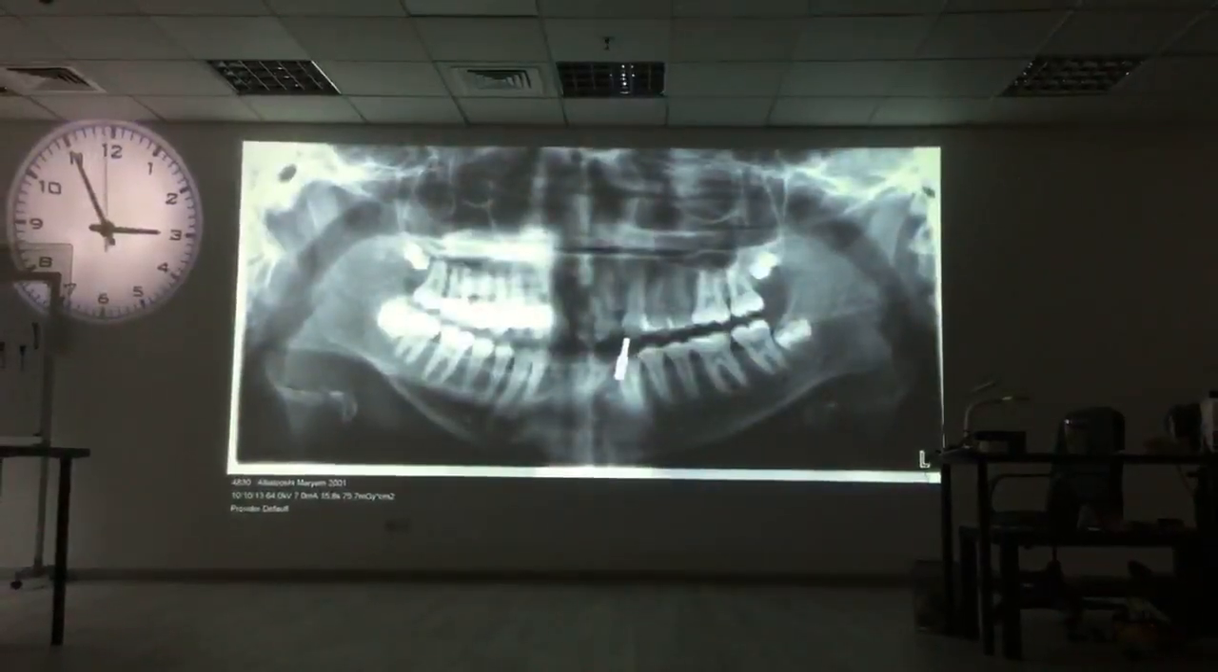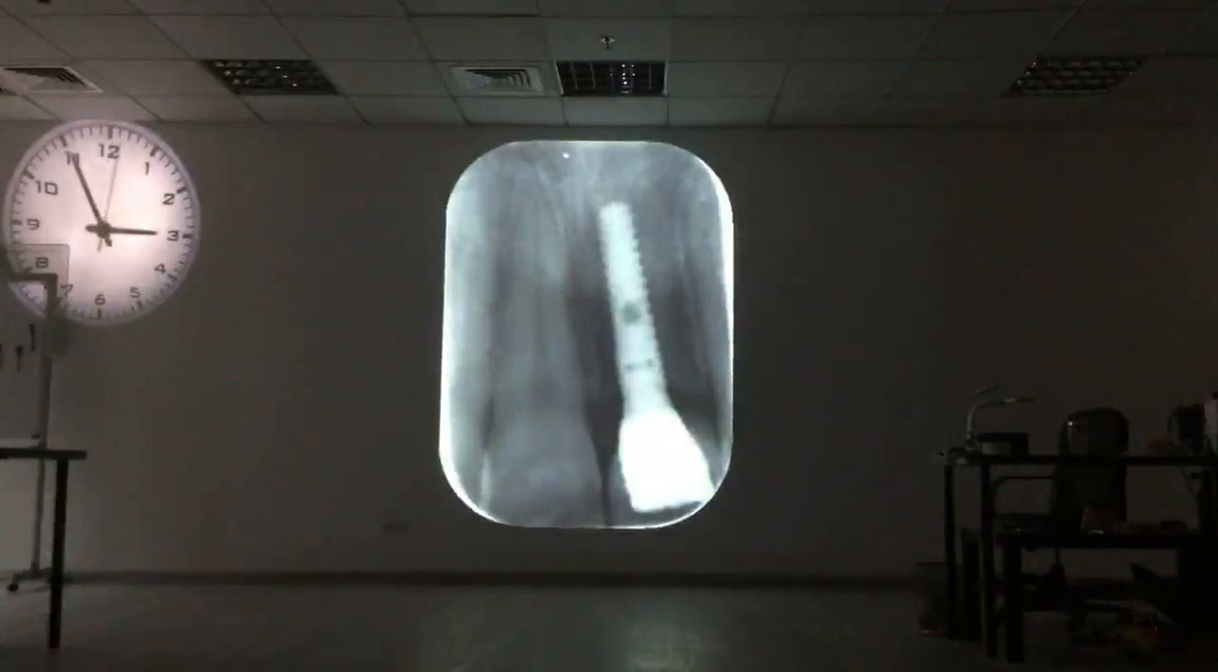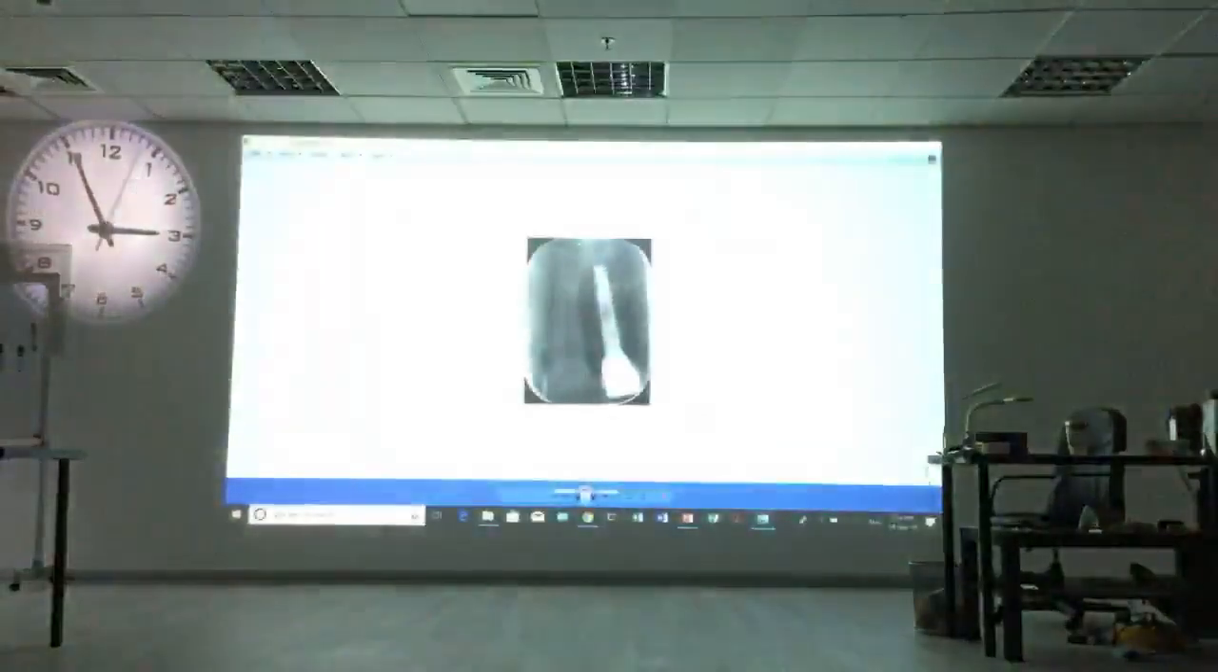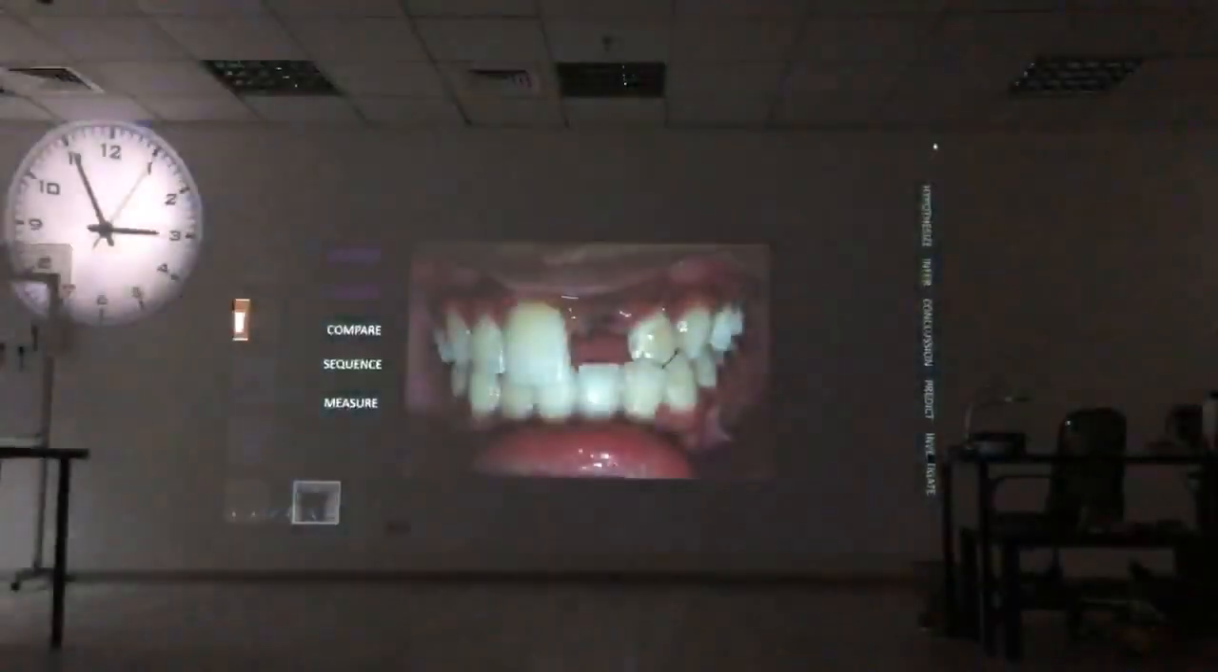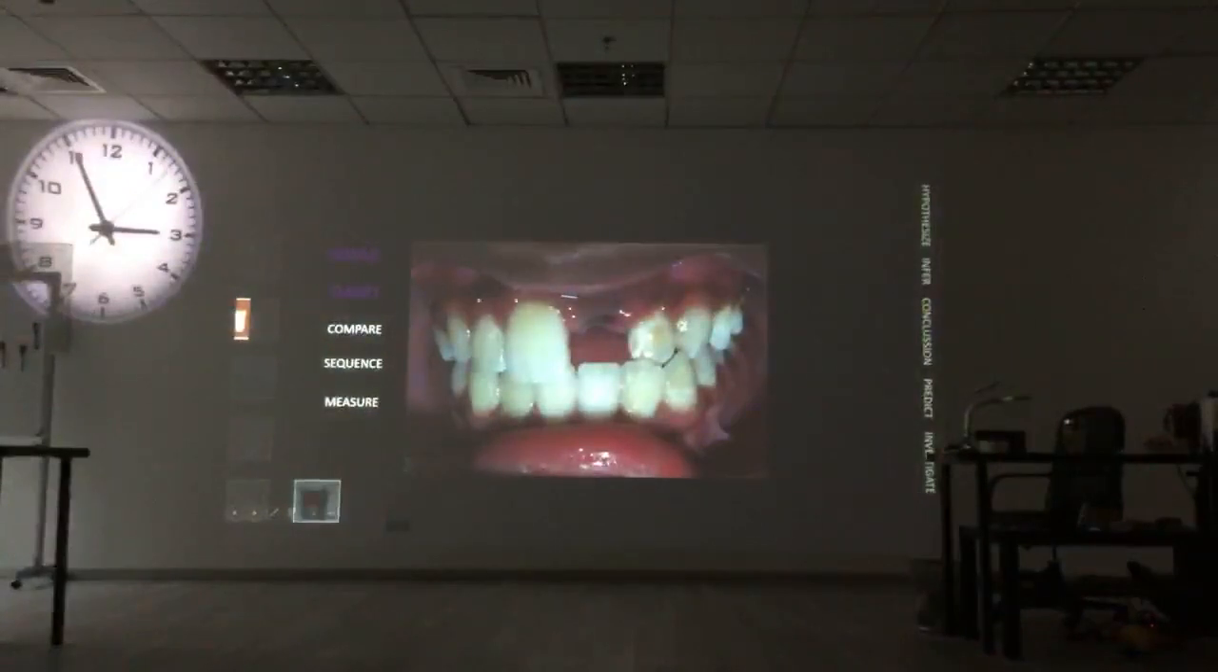So that's it. You want to go back? You want this? Don't use a flash though. It's clearer without a flash. Okay, so we have this.